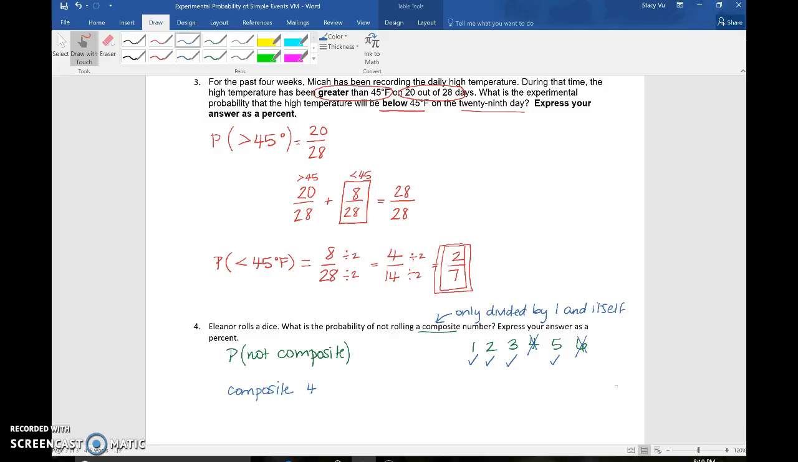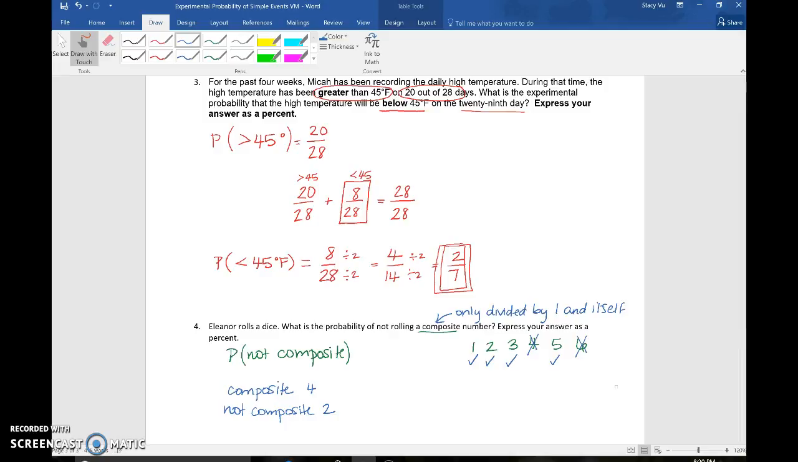And then I have not composite. Hi, Avery. Is 2, which are 4 and 6. Okay, just a second.